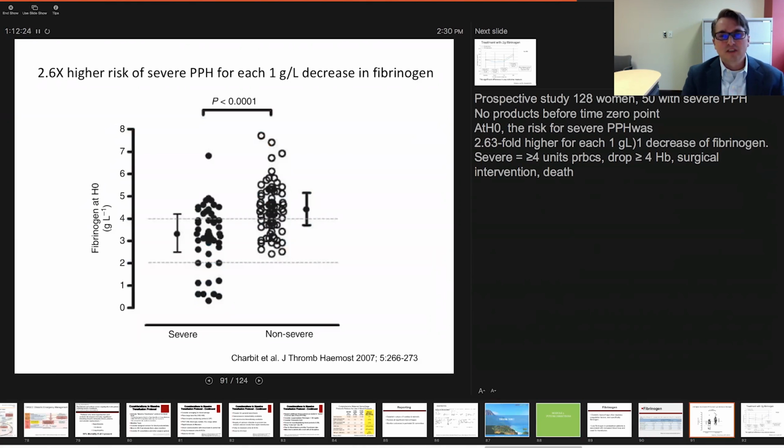And what was done was, as soon as a patient was beginning to be concerning for hemorrhage, at that point, before any blood products had been administered, they drew a lab and looked at the fibrinogen level. And what you see from this data is the patients that started out into their hemorrhage with the lower fibrinogen level had a much greater risk of getting into a severe postpartum hemorrhage. So it made people wonder if just giving fibrinogen early on might benefit the patient, given this association.